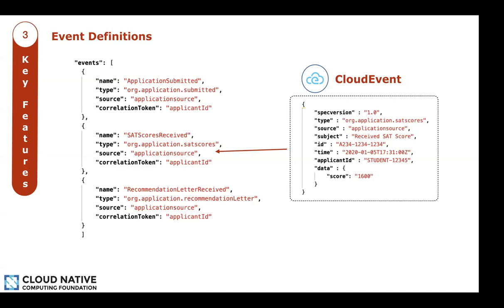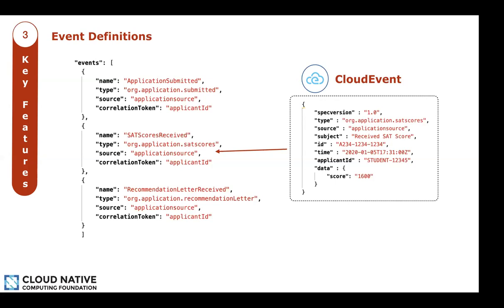We use the CloudEvents specification 1.0, and events have a name, and they have a type, which has to match the CloudEvent type parameter, and a source. We also use correlation, because within workflow instantiation, a lot of times you have to correlate different events to the same workflow instance, for example, to resume execution of a workflow instance, or even start a new instance of a workflow. In this case, we use a correlation token. This is just a parameter within the CloudEvents specification.